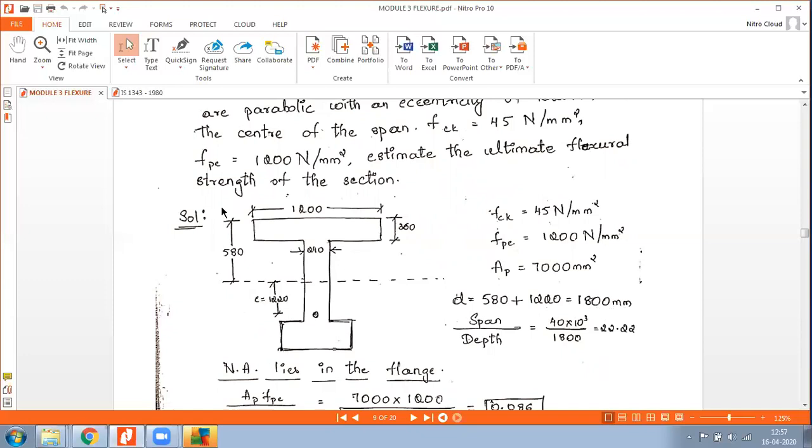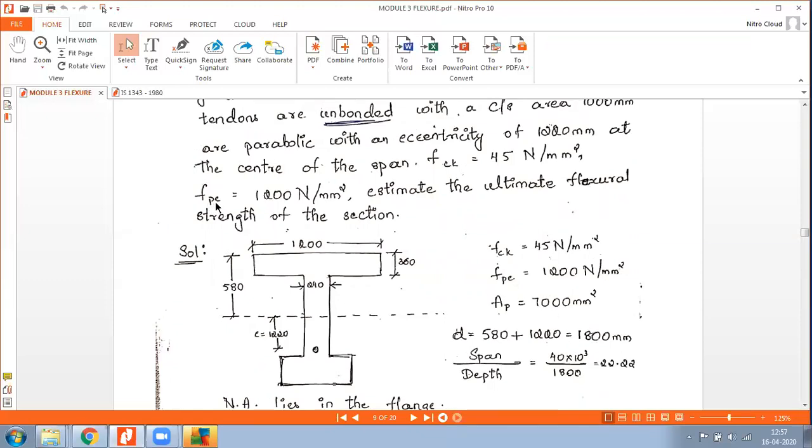Then he has given FPE, effective pre-stress after all losses. In this problem, he has not mentioned the FP value. He has mentioned only the FPE value. Estimate the ultimate flexural strength of the section based on the given data.